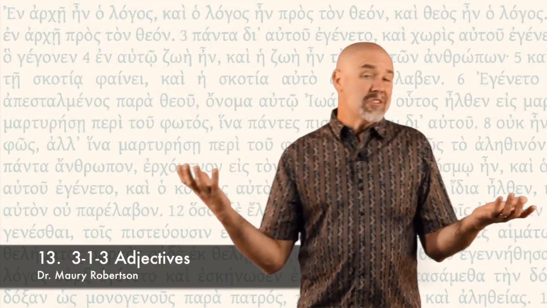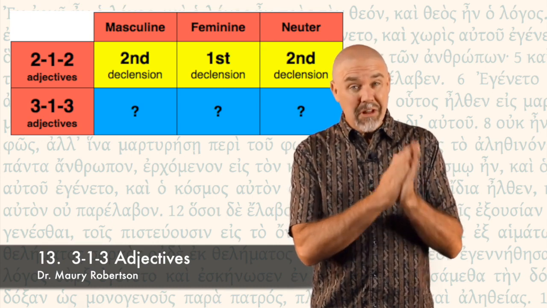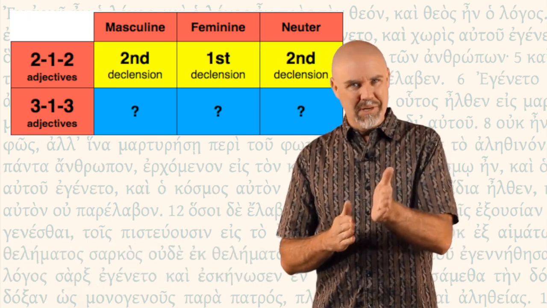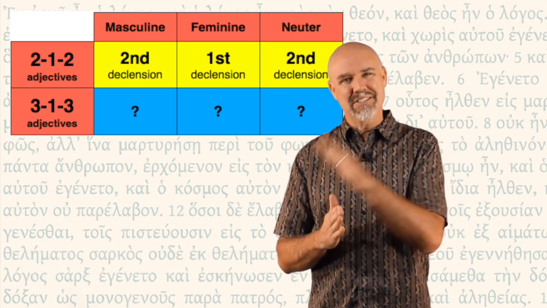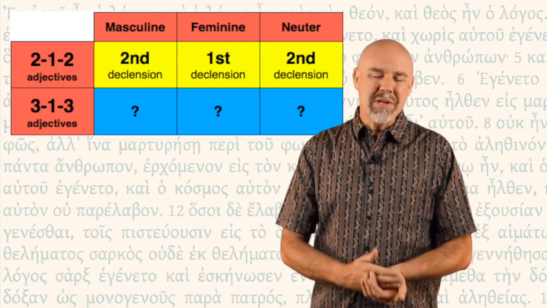So here's your big question. If 2-1-2 means that in the masculine it follows second declension, in the feminine first, and in the neuter second, so 2-1-2, what would 3-1-3 mean?